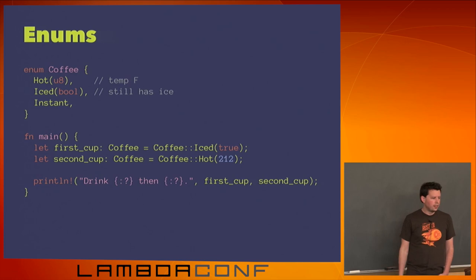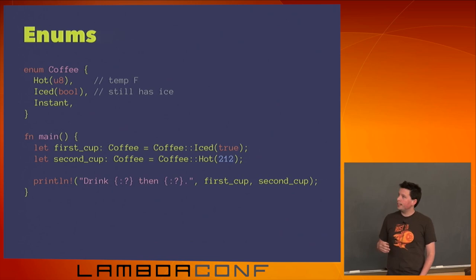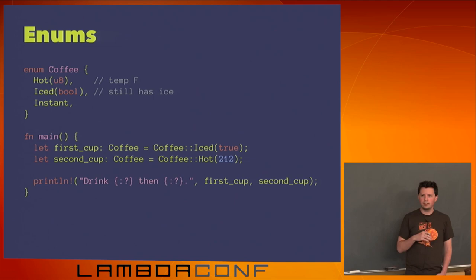Something we don't have in C is enums, which are algebraic data types, just like you have in Haskell. And so these are just variants of one type. And these are in addition to our traditional C structs. So those are our building blocks for our language, or for our data containers.